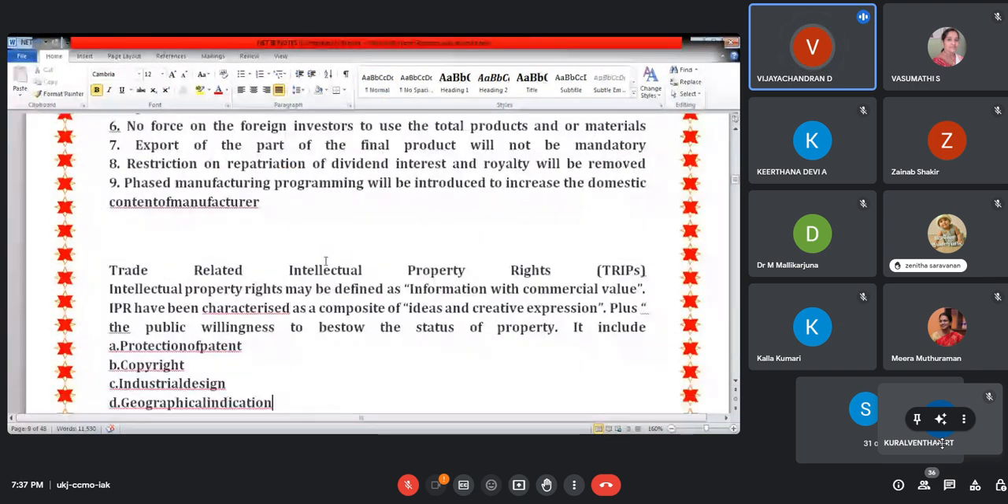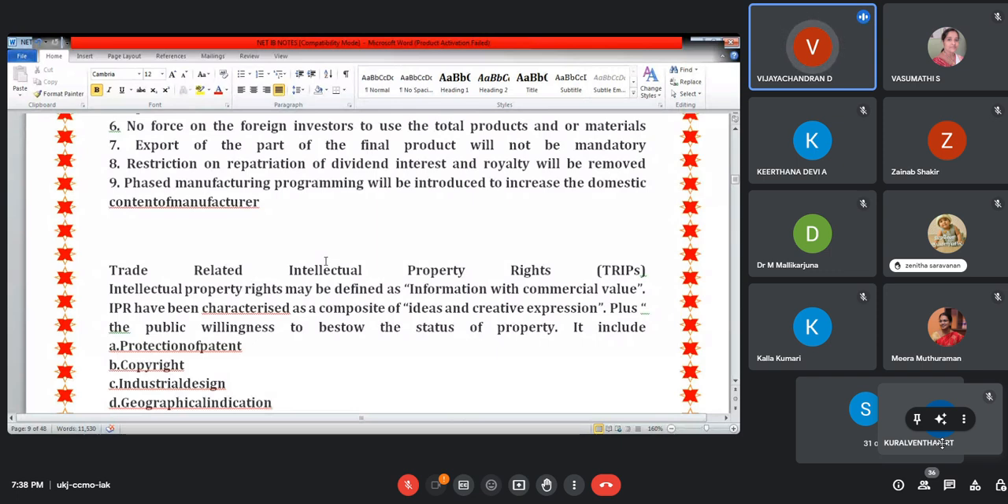Next, I'm going to TRIPS. TRIMS, I told you, is investment. CATS, keyword I'm telling, I told you is service. TRIMS is investment. TRIPS is related to intellectual property rights. Intellectual property right means what? The brainchild that is coming out of your ideas, out of your knowledge. Like copyright, patent, designs, all are coming under TRIPS only.